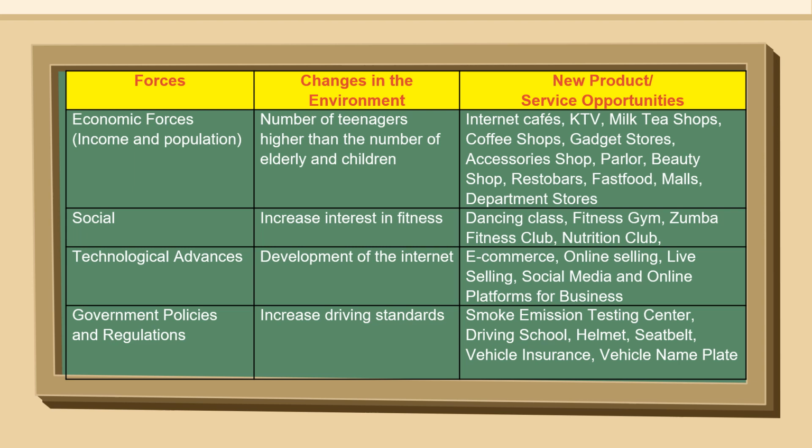During the pandemic, online selling, live selling, social media, and online platforms for businesses boomed. So some went to TikTok, some to YouTube, some to Facebook. So there are a lot of platforms in order for them to sell and come up with new service opportunities. And of course, we have government policies and regulations. For example, increased driving standards. So the new opportunities include smoke emission testing center, driving school, helmet, seatbelt, vehicle insurance, and vehicle nameplate. And of course, during the pandemic, wearing a face mask and face shield was required. So there were a lot of product opportunities for selling face masks and face shields.